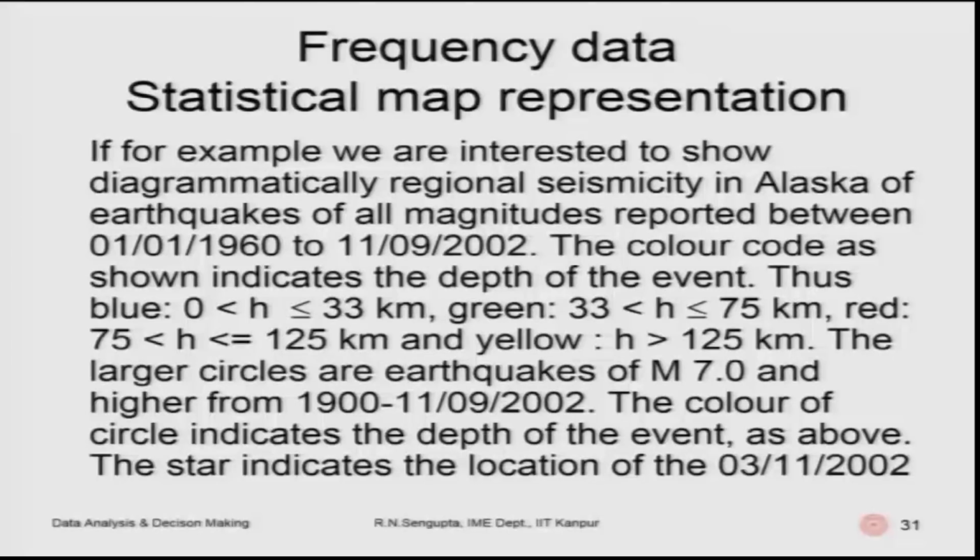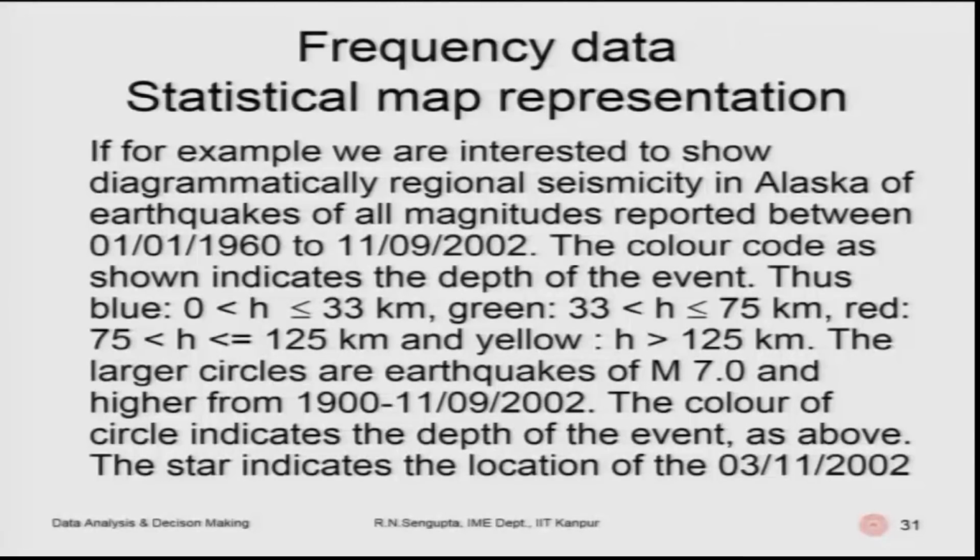The color coding has been utilized in this sense. If it is blue in color, it indicates the depth of the event. Height means basically from the level where you are considering the earthquake. If it is between 0 to 33 kilometers, it is blue in color. If it is 32 to 75 kilometers, it is green. If it is red, it is 75 to 125 kilometers, and yellow is more than 125 kilometers.